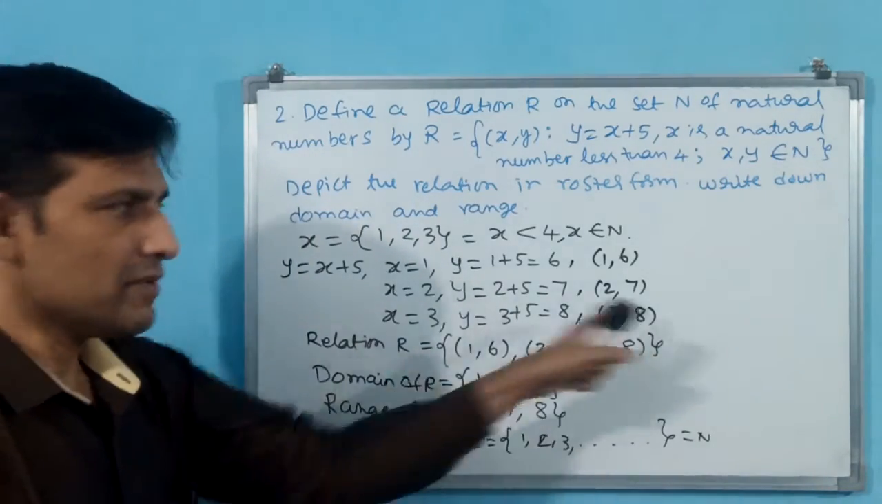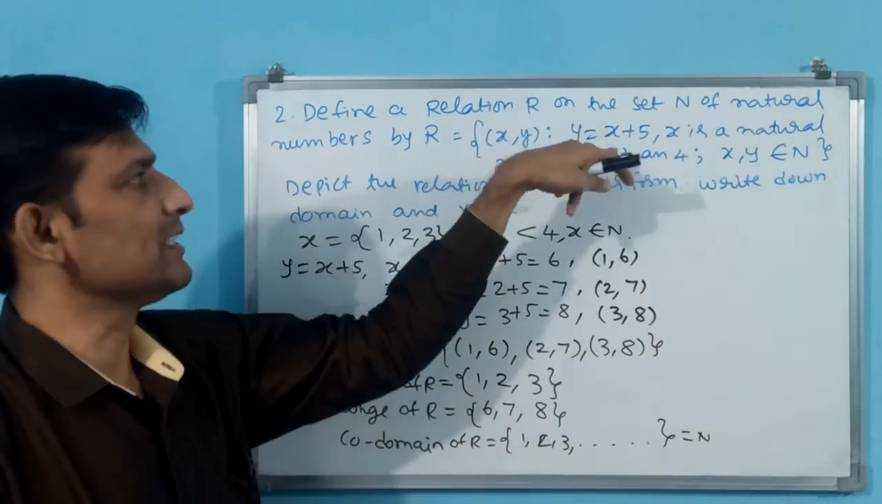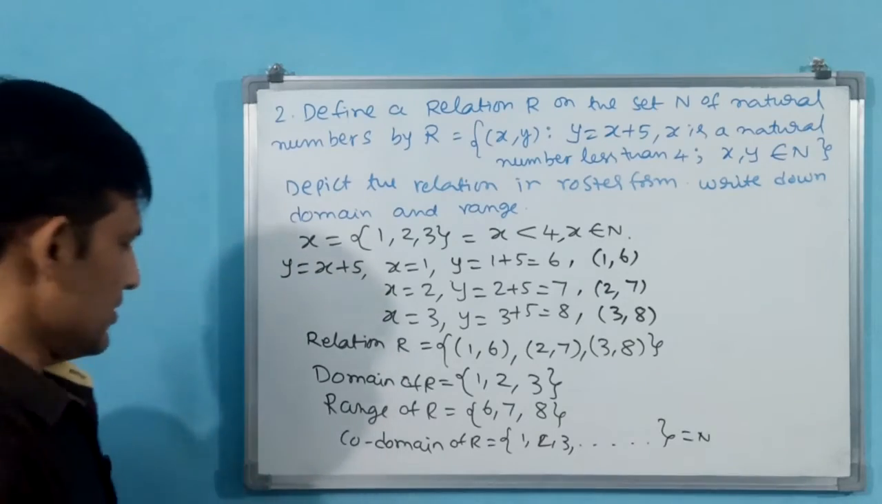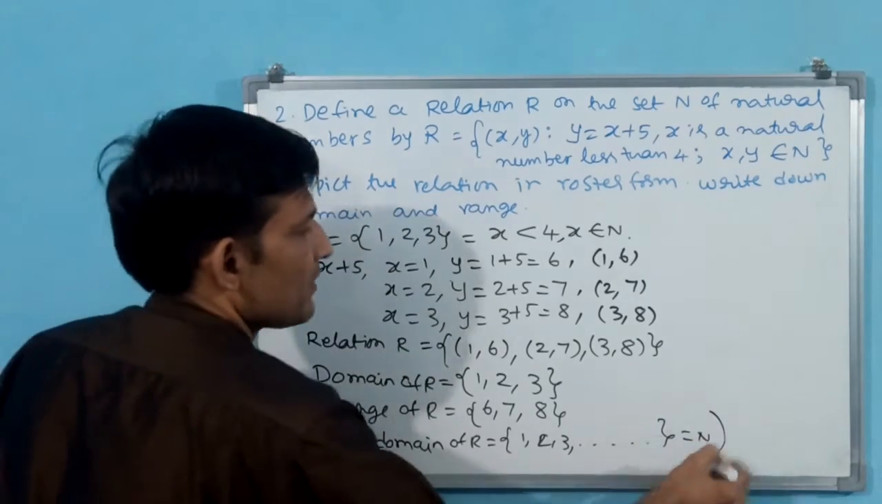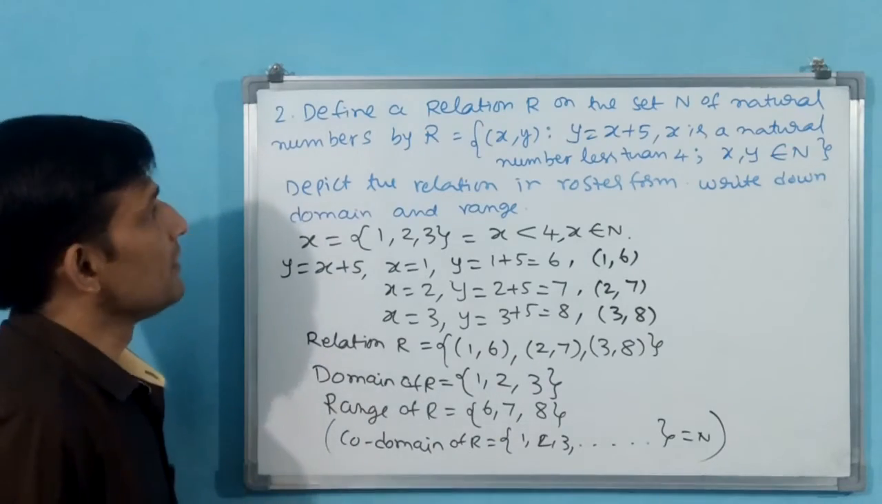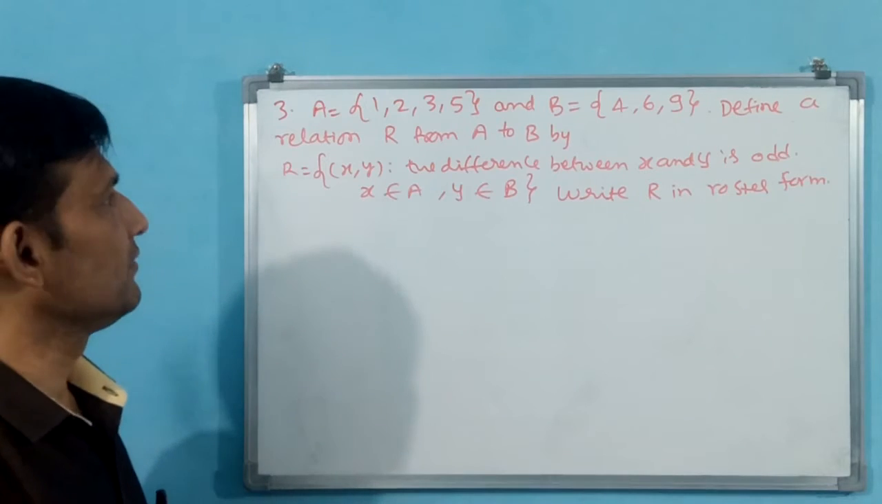Okay? The relation will be with this formula or condition. This is the relation: y is equal to x plus 5. This is not there in the question, just I have written it. Domain and range you have to follow. Then we go for the third question. See the third question, what they have written.